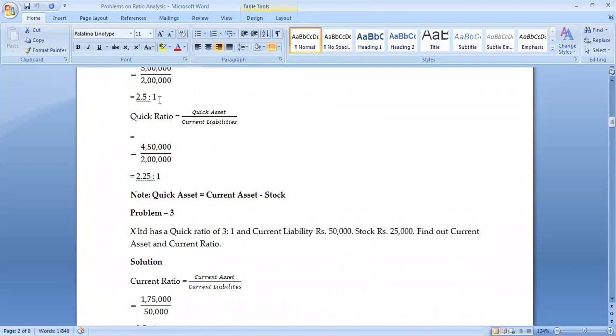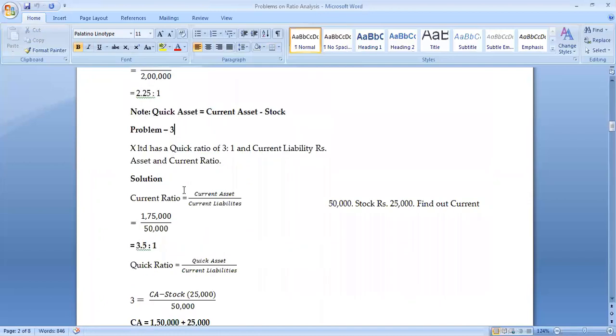So what was the ideal quick ratio? The ideal quick ratio was 1:1. But here in the question you got 2.25:1. So it is indicated that the firm is still in a good condition. And to note, this is also very important: if no quick asset is given, you need to find the quick asset like this: current assets minus stock. This is how we have calculated here. Quick asset is current assets minus stock.